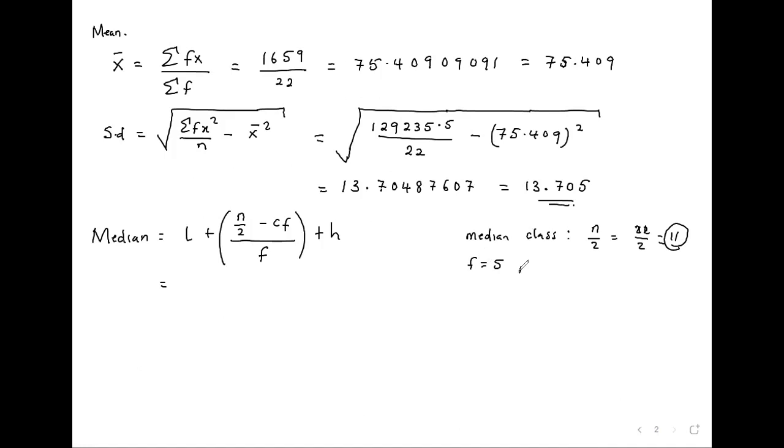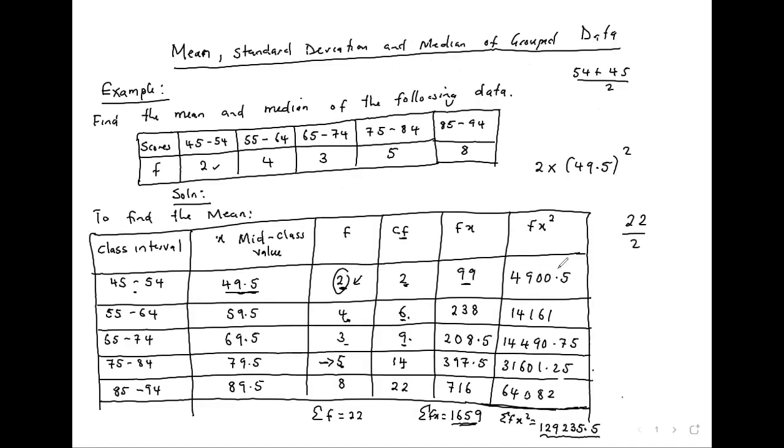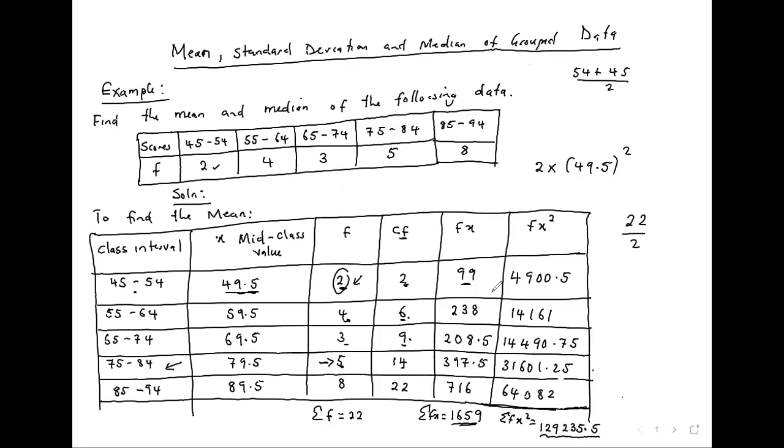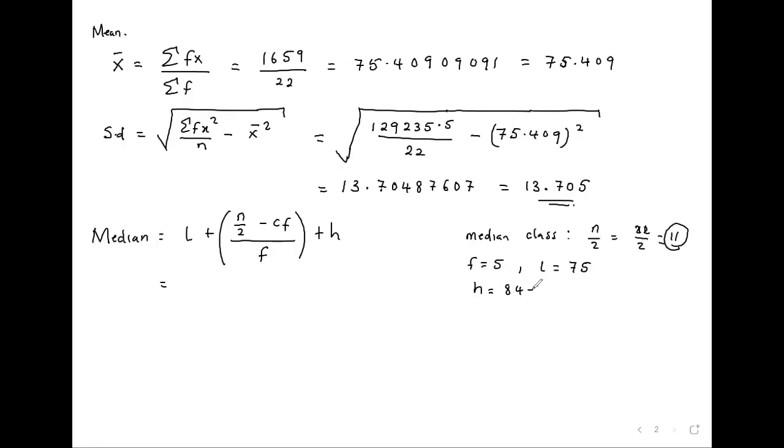And then our L, the lower limit, the lowest value in that interval. This interval is 75 to 84, so the lowest value in this interval is 75. You pick 75. And then the height, you calculate from the same interval, 84 minus 75. So you say 84 minus 75 is equal to 9. That is the height. What else?